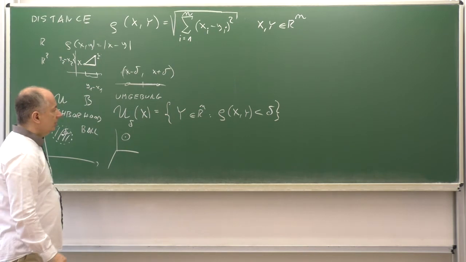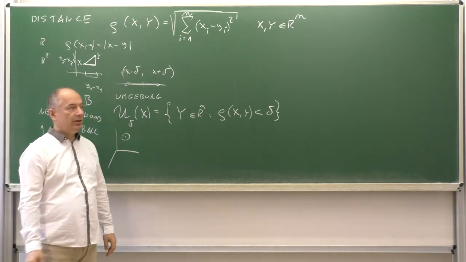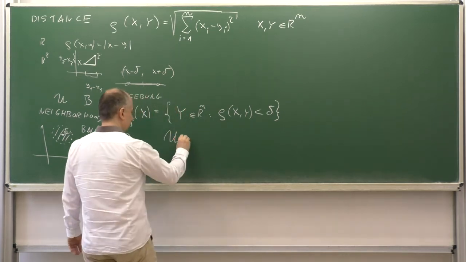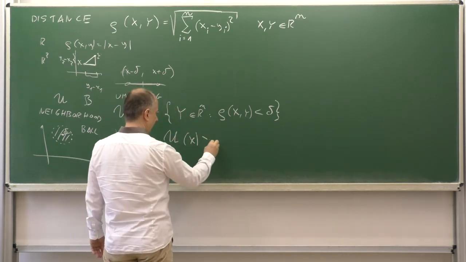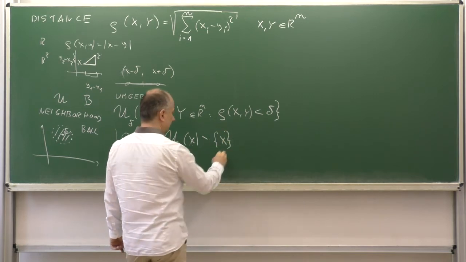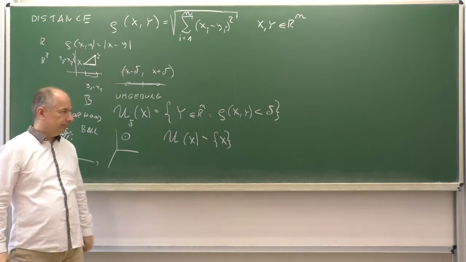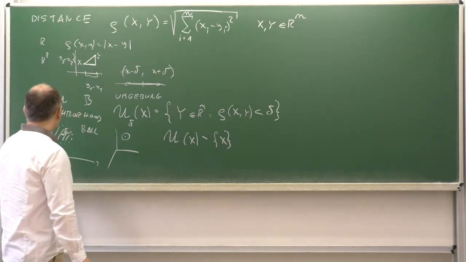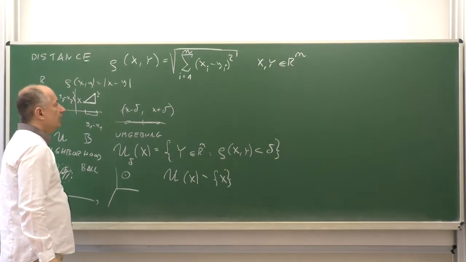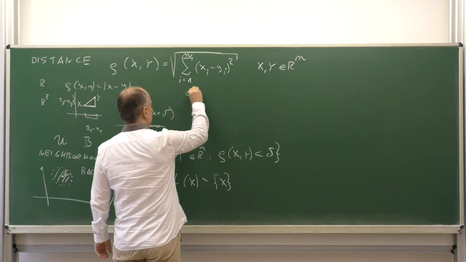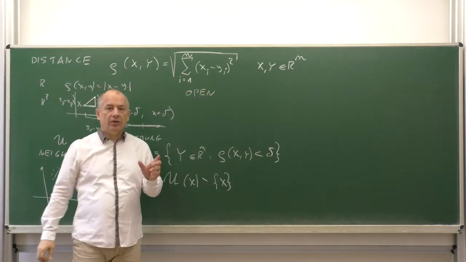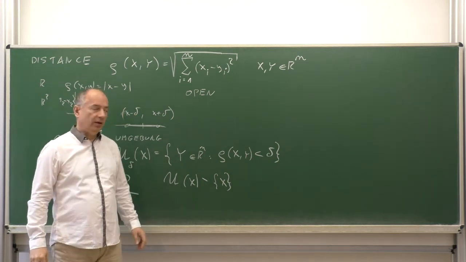And then we can consider the punctured neighborhood or deleted neighborhood if we remove the point x itself. That means we delete the center. Well, and now when we have neighborhood, we can define the term open set. This is the generalization of the term open interval.